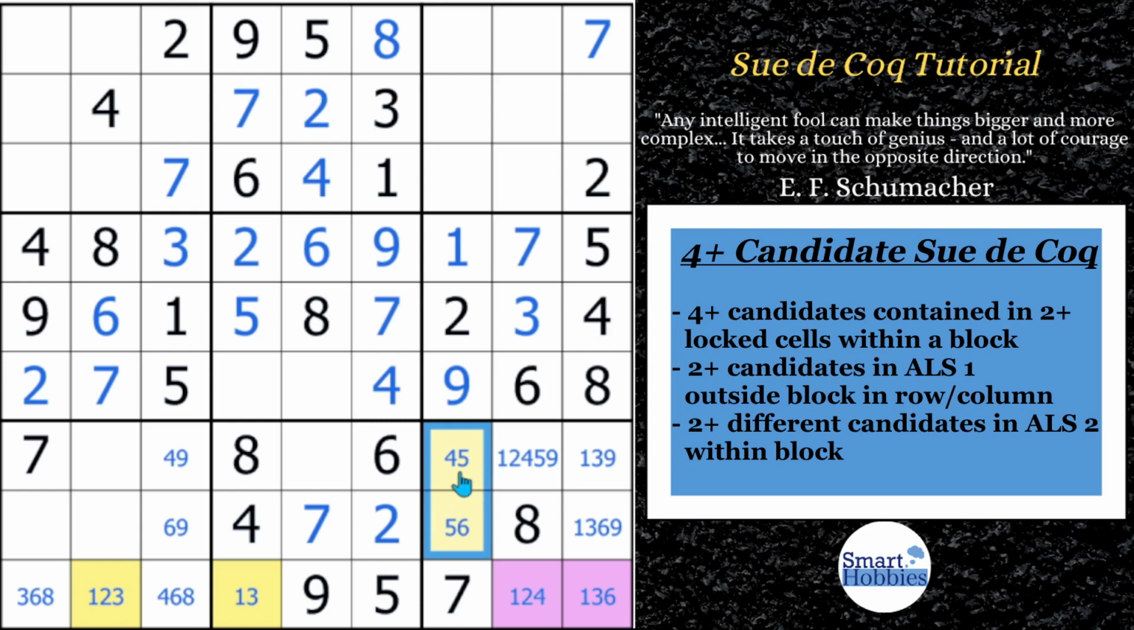So what you know is this is an almost locked set. So 3 candidates, 4, 5, 6, in 2 cells. Now, what's key here with this 4, 5, 6 is you know that one of these cells has to contain a 4 or 6, and then the other one would have to be here, because a 5 can only be in one of those. In theory, you could have both a 4 and 6, but it's not going to work out that way.